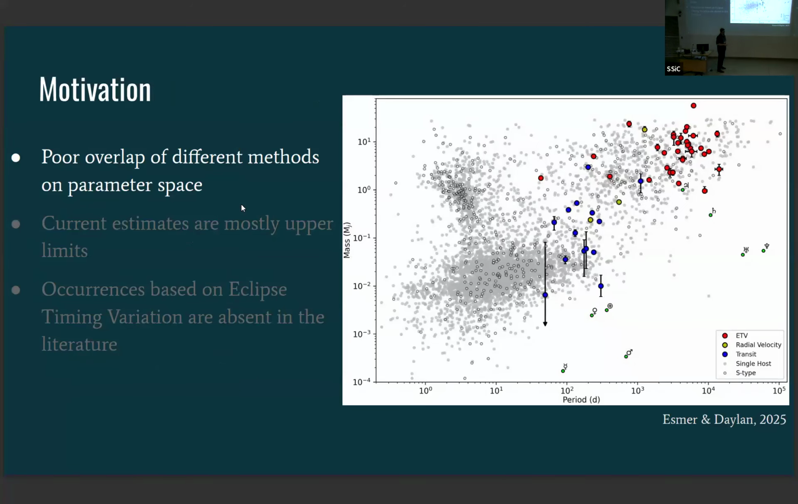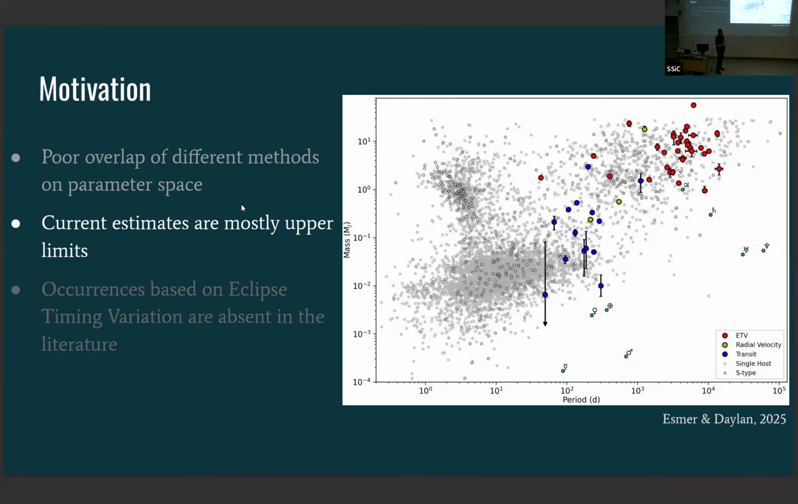So what is the motivation of our project? There is poor overlap between the detection methods if you want to search for circumbinary planets, especially the transits, the blue ones here, and the rest, the eclipse timing variation ones. There's almost no overlap, meaning that if you detect a planet with, let's say, transit, it is very unlikely for you to confirm that detection with eclipse timing variations. So if you run an occurrence rate based on transits, then probably you won't have any idea about the occurrence rate of planets that can be detectable with eclipse timing variations.